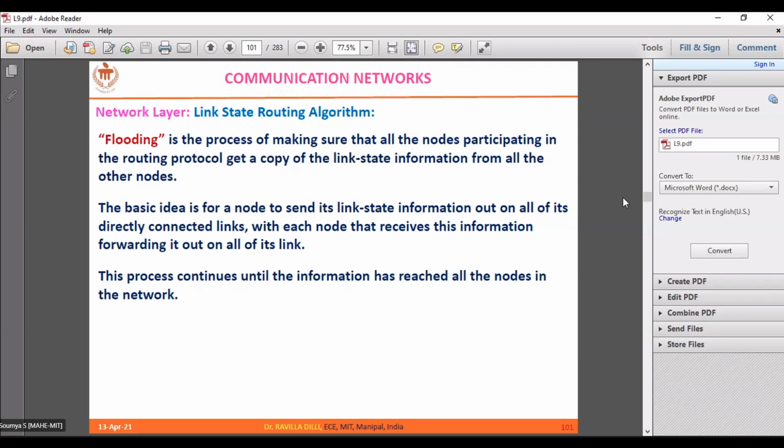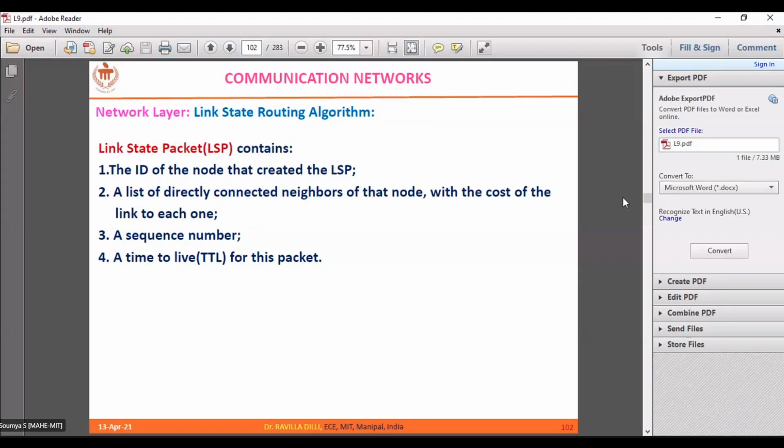Now let's just see what it does. There is a packet known as a link state packet. The link state packet will contain the ID of the node that created it, and a list of the directly connected neighbors of that node. It also has a sequence number and a time to live for this packet.